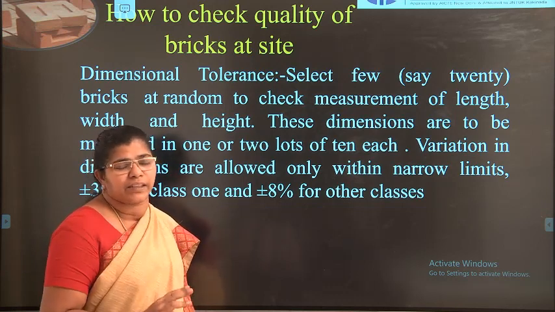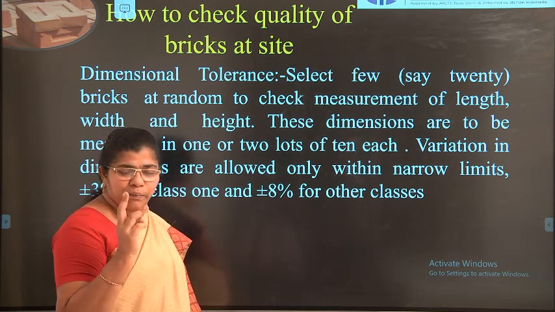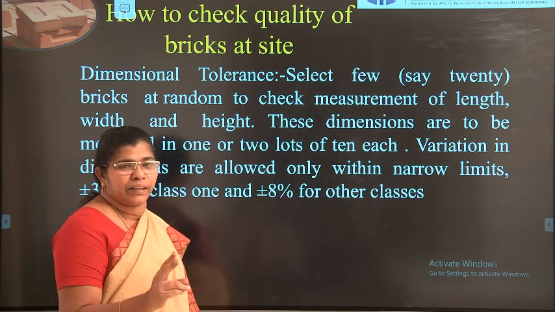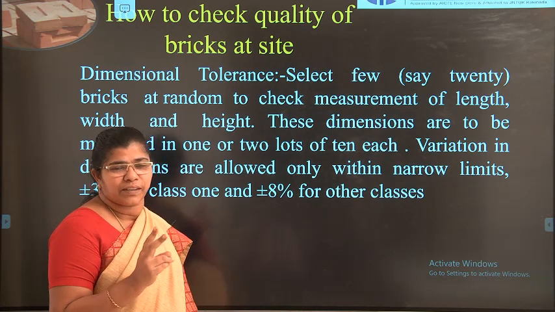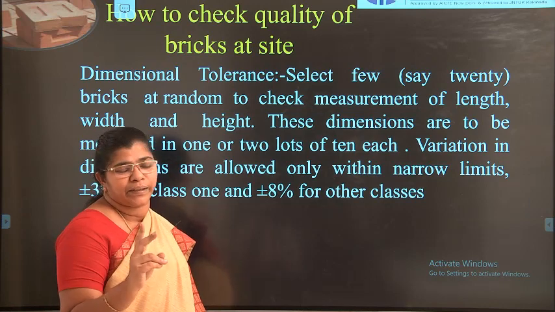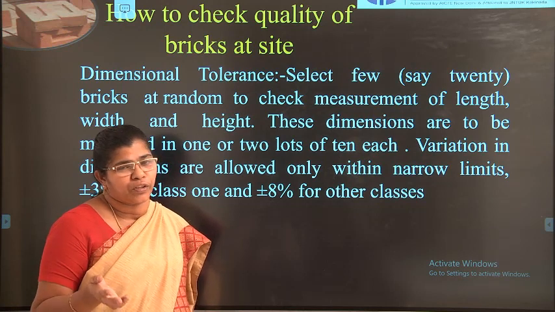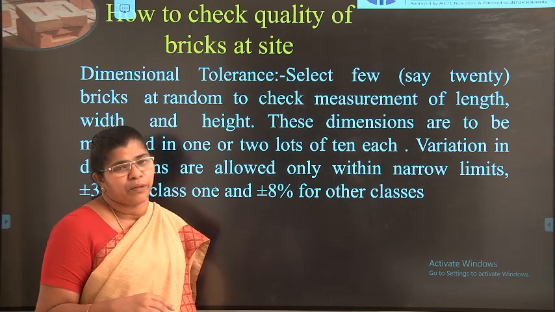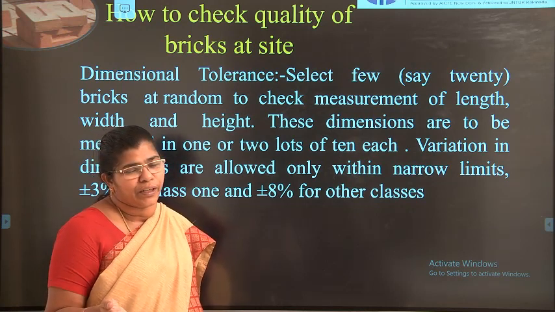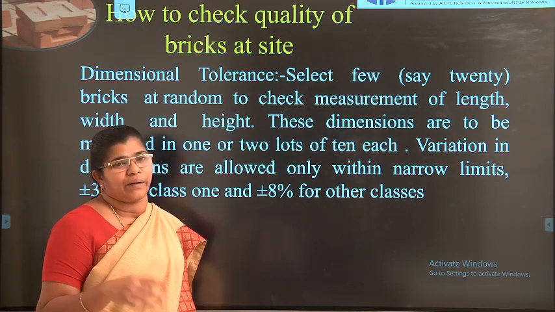There are 4 stages of manufacturing. Number 1 is clay preparation. Number 2 is the molding process, which is done by hand molding or table molding, or by machine molding. When we go for 30,000 or 50,000 bricks in a day, we go for machine molding, which gives a uniform shape and also a good quality that can be maintained.